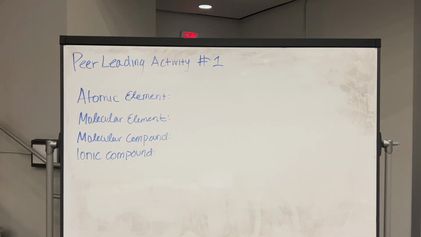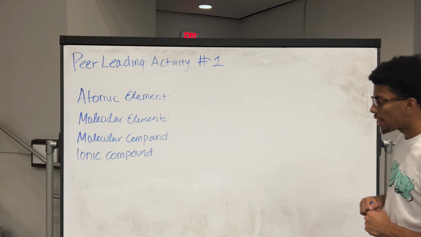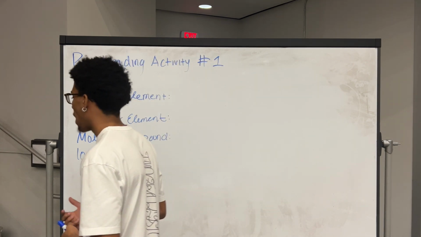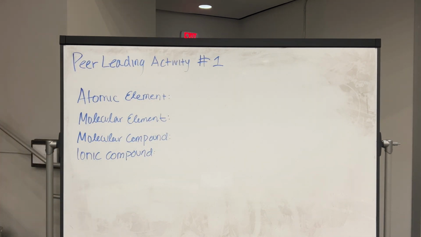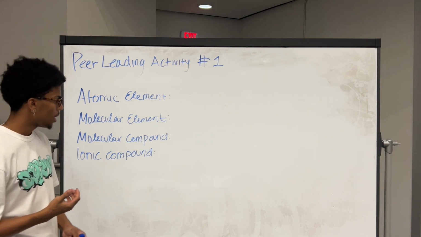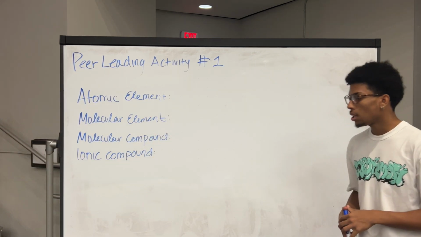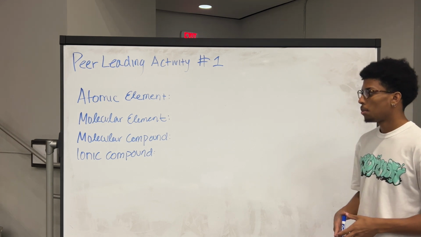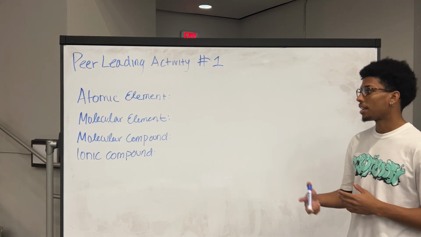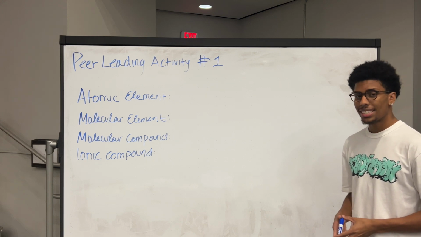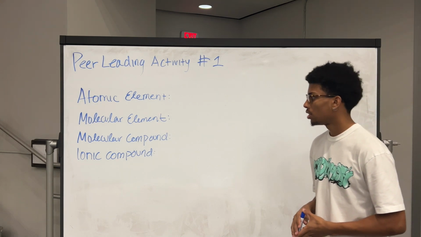Okay, let's talk about characterizing compounds and elements. This can be a very tricky topic because of the terminology that is used here. So we have atomic element, molecular compound, and ionic compound. So first, let's distinguish between element and compound.